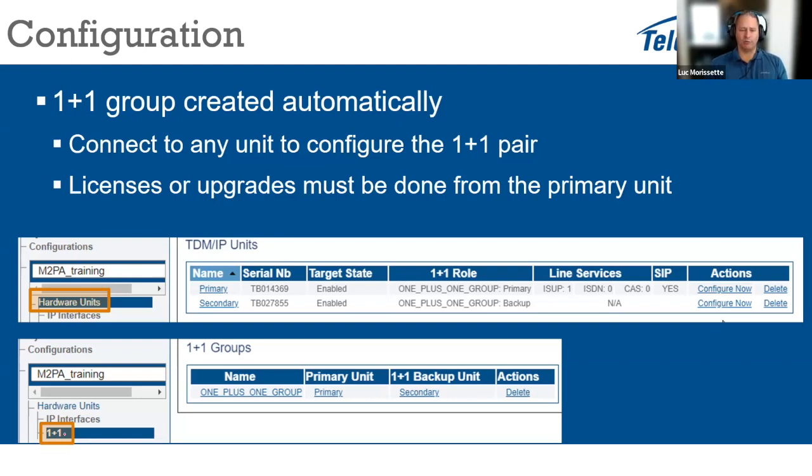You see here, when you look in the 1+1 section, you will see that there's a new 1+1 group that is created. And you will see also that you will have now not only one unit in your configuration, but two units there. With a standalone system, you have only one unit here. When you want to configure the system, you can connect to any of the units, either primary or secondary, and that's fine.